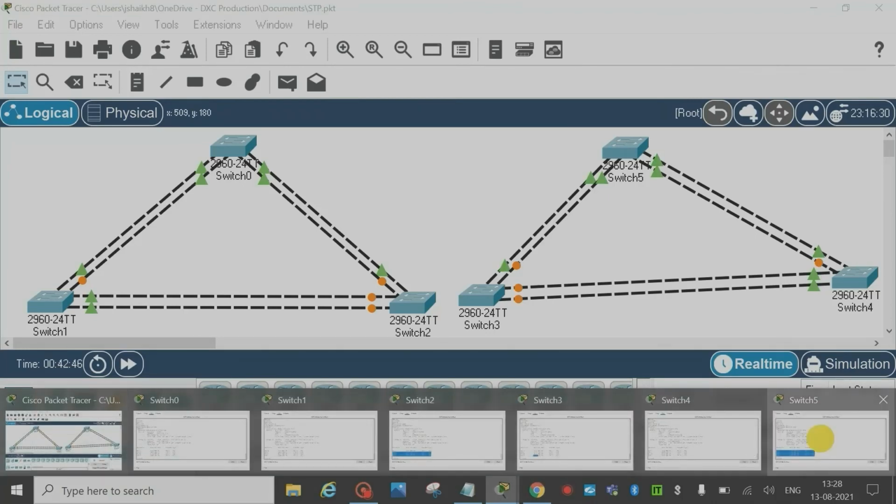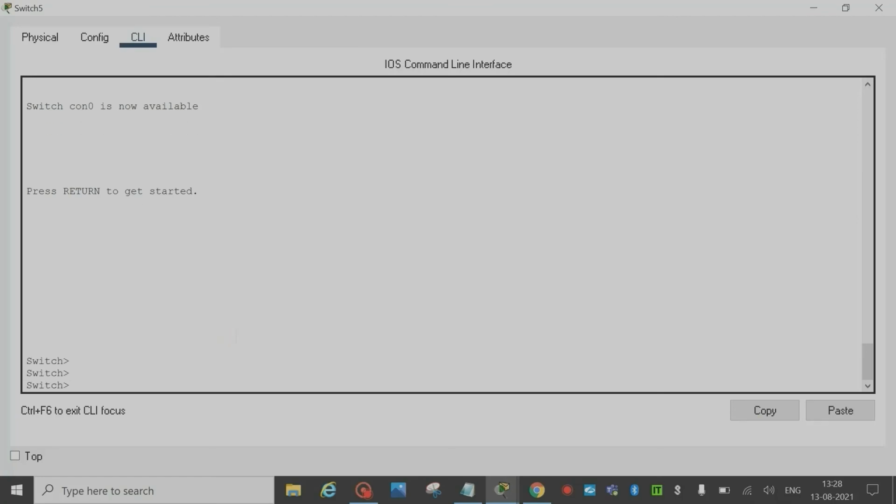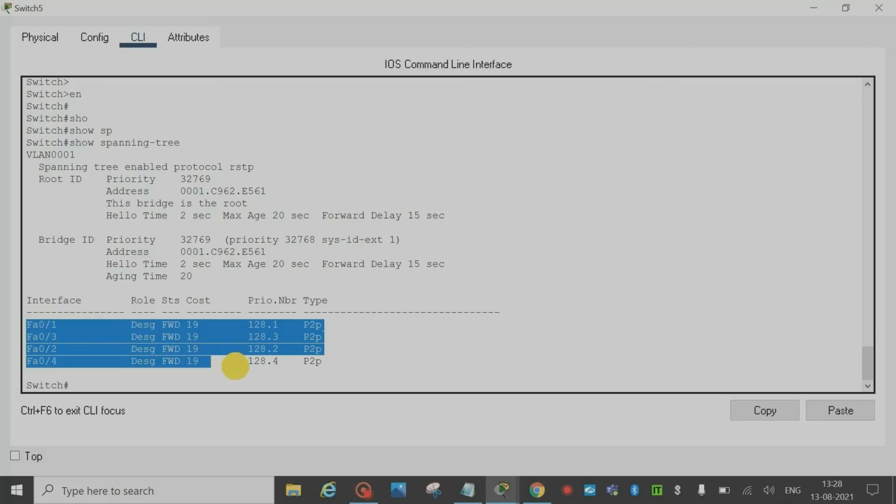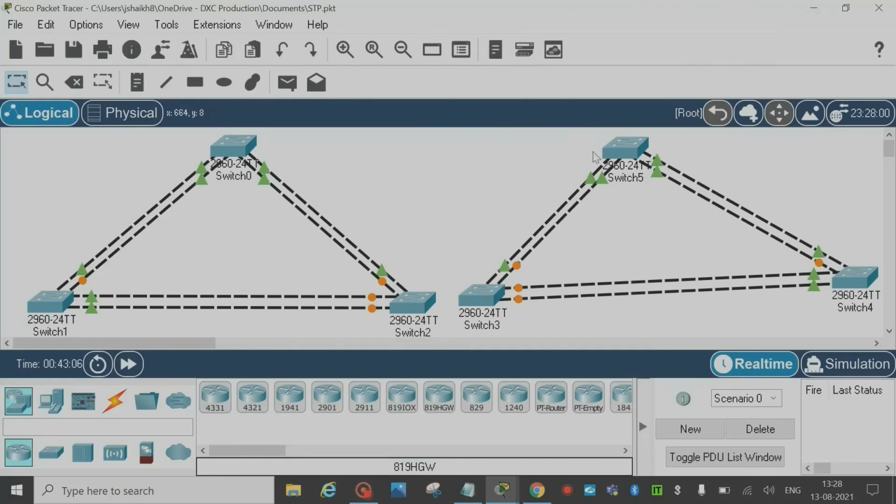Now switch 5, show spanning-tree. Here we can see all the ports are in designated forwarding mode, which means this is the root switch. See here, this is the root switch.